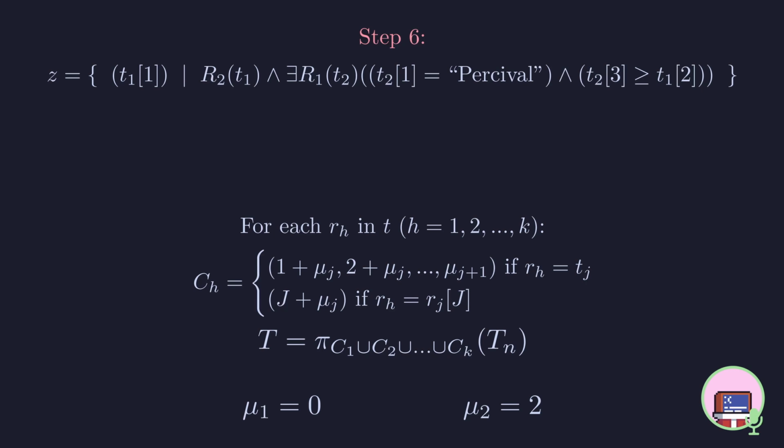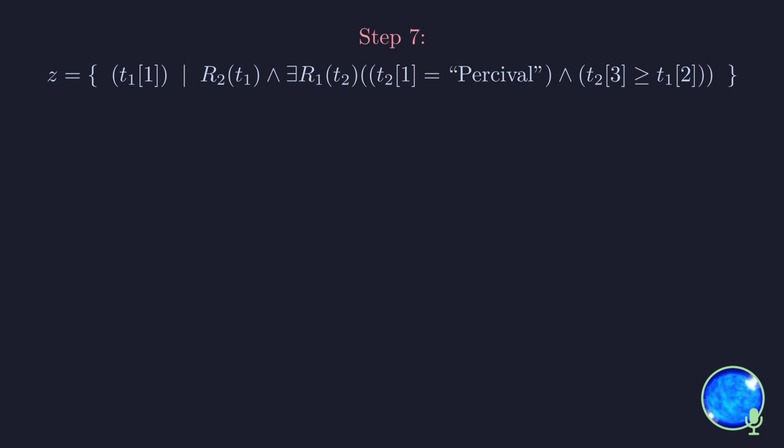In our case, we only have one tuple variable in our target list, so we have R1 equal to T1 indexed by 1. Now, our only C set, C1, contains 1 plus mu1, which is just 1. Hence, our final expression T is the projection of T1 on its first attribute. And that's it. The reduction algorithm is basically complete.